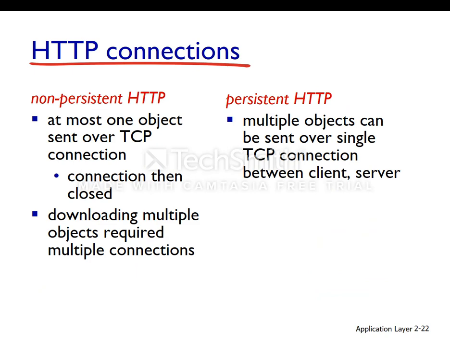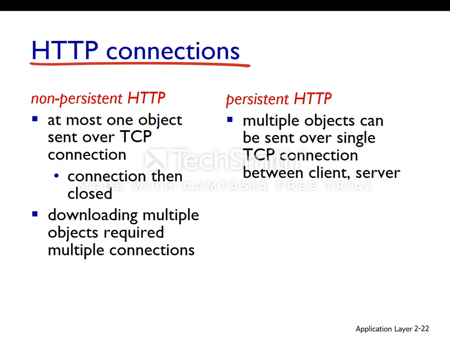So HTTP can either be non-persistent or persistent. With non-persistent HTTP, which was all we had available up to HTTP 1.0, at most one object could be sent over a TCP connection. Once that object was sent, the connection was closed. If a user wanted to download multiple objects, then it meant multiple connections were required. With persistent HTTP, which was introduced with HTTP 1.1, multiple objects can be sent over a single TCP connection between the client and the server.